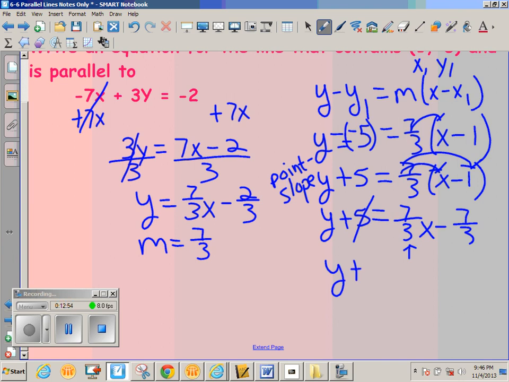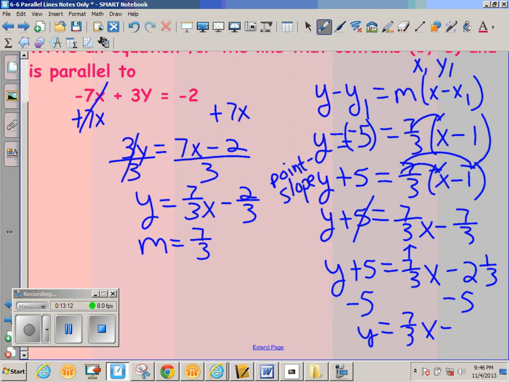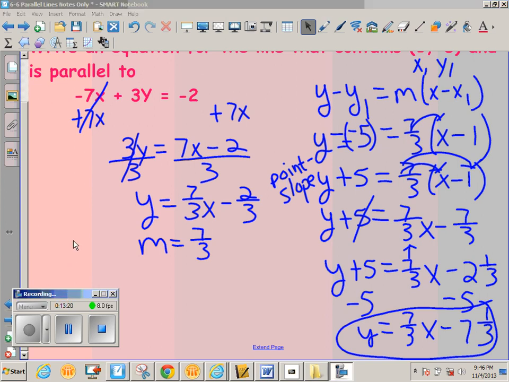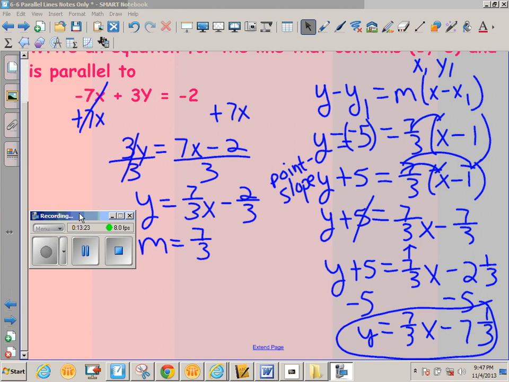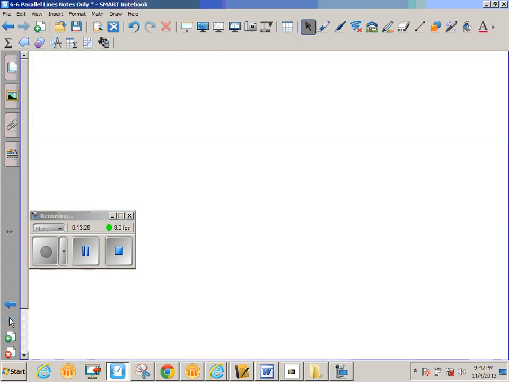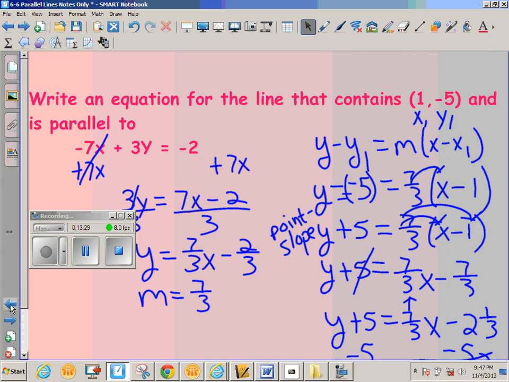So we had y plus 5 is equal to 7/3 x, and then -7/3 is actually -2 1/3. Okay, now we can subtract 5 from both sides. Good. y is equal to 7/3 x, and then that's going to give us a -7 1/3 for our final answer. All right, and that is going to do it for us for writing an equation that is parallel to the original.